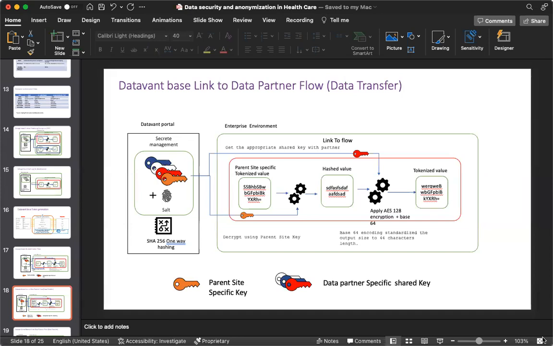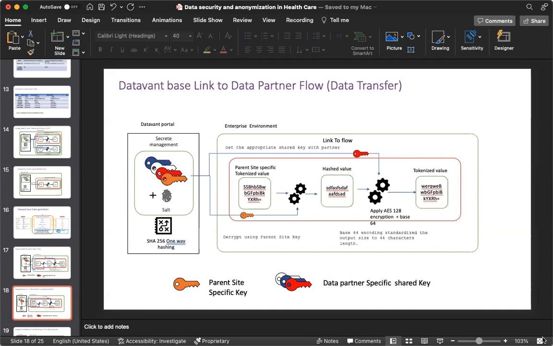When you decide to share with some other line of business or any other party, first you need to establish the relation, and we need to agree upon a shared encryption key. Whenever we create the tokenization, it is encrypted using a site-specific encryption key, and that key belongs only to the parent organization.